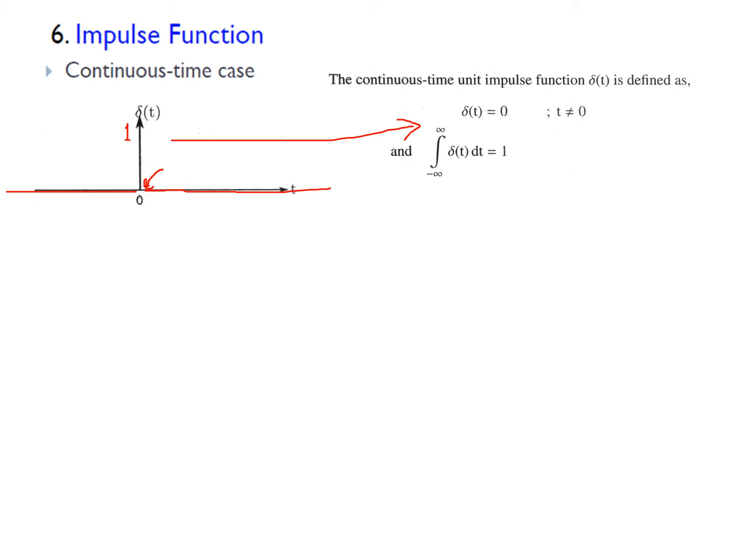This function is also called the Dirac delta function. That's why we're using the symbol delta for representing impulse. I am using the letter delta as a function of time. So another name for this function is the Dirac delta function. Now, how to practically visualize an impulse function?